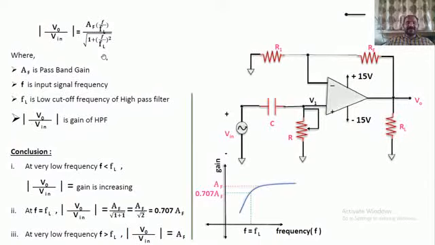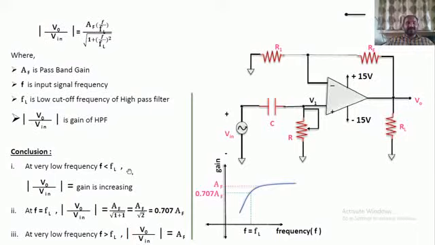Because of that, the gain is less when you are taking f by fL. But if you keep on increasing the f value, what will happen? Initially f is less than fL, and as f keeps increasing, the numerator is increasing, so obviously this gain will get increased.